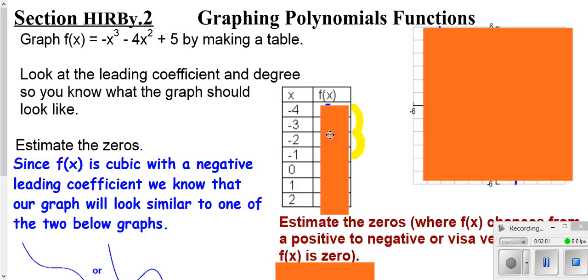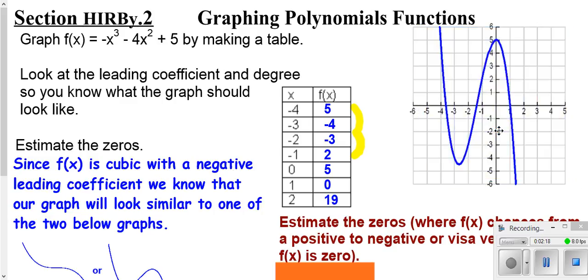Now, I had the table here already set out for us, so all we have to do is just plot those points. Left 4, up 5, left 3, down 4, left 2, down 3, left 1, up 2, left 0, up 5, and so on. We plot our points, we get this basic shape here.